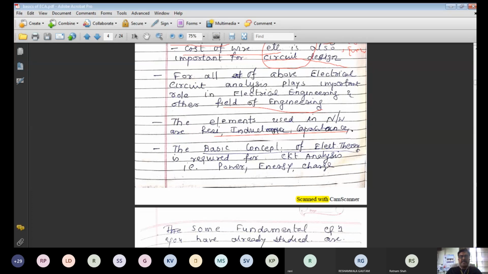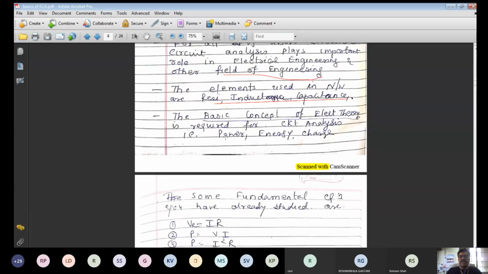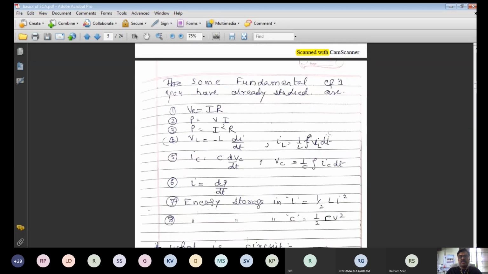Now the basic concepts of electrical theory required for circuit analysis are power, energy and charge. These are some fundamental equations that you already studied. Ohm's law: V is equal to I into R. Power P is equal to V into I. One other equation for power, if we substitute the value of V as I into R, is I square R.